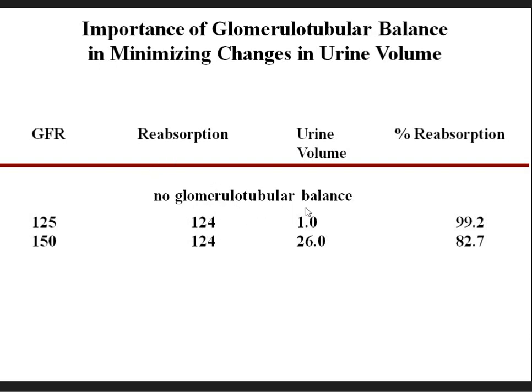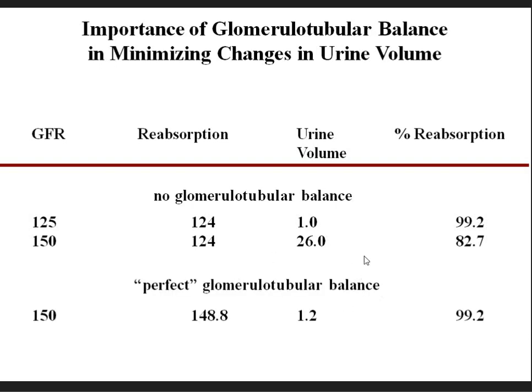So if there is no glomerular-tubular balance in the kidneys, and the GFR increases from 125 to 150, what will happen? If the same amount of substances is reabsorbed, that is 124, the reabsorption will be just 82.7%, and the urine volume will increase to 26 liters. So you can imagine what will happen. But under normal conditions, this is not occurring.